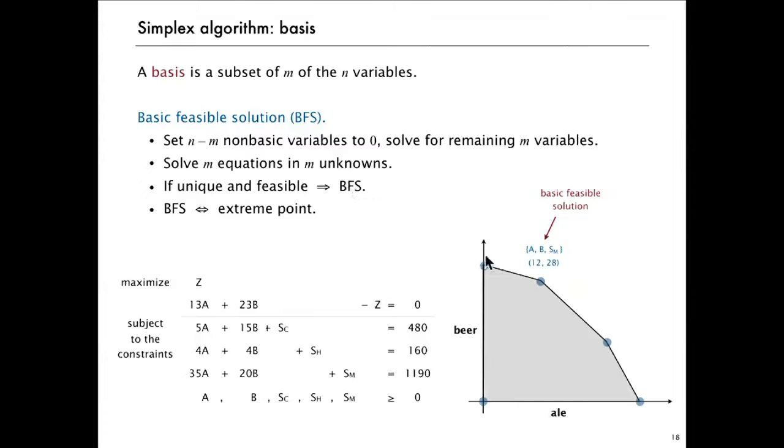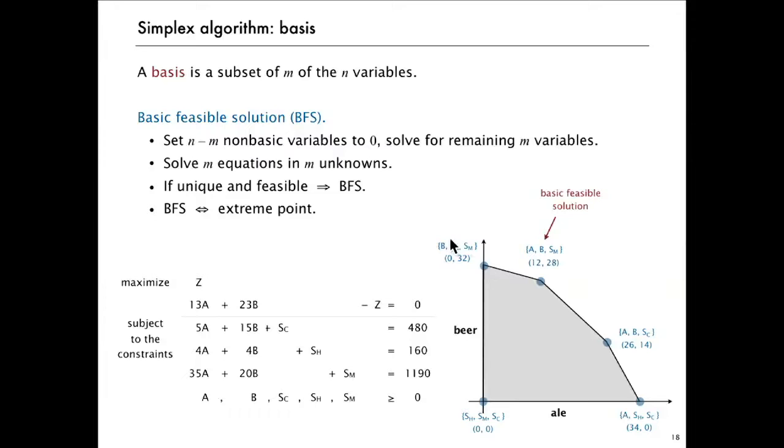The idea is that a basic feasible solution corresponds to an extreme point on the simplex. So for example, if all the slack variables are in the basis, then we set the others to 0, we set a and b to 0. Then that's what that says, that's the value of a and b when the slack variables are all in the basis. If a is in the basis and s_h and s_m are in the basis, then b is 0, and then if you solve for the 3 equations, you get that a equals 32, and so forth.